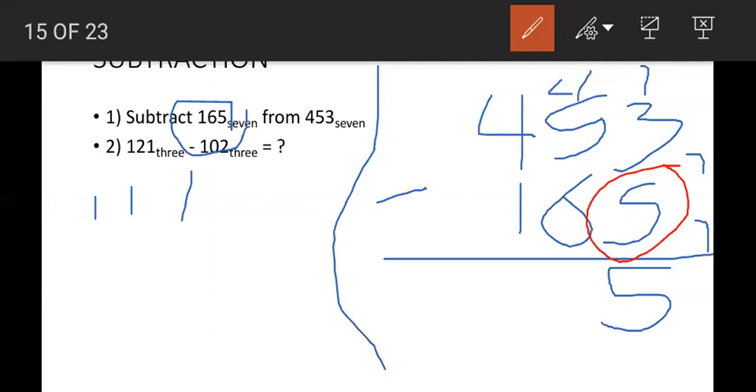Why not subtract 6 from 4? What will you get? Subtract 6 from 4. Is it possible? No. Aisha, you can now say you borrow one again from seven. What is remaining here, please? What is remaining here is what? 4. 4 plus 7 will give us what?